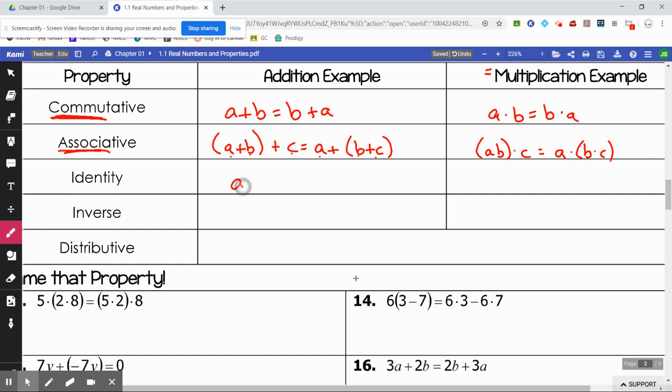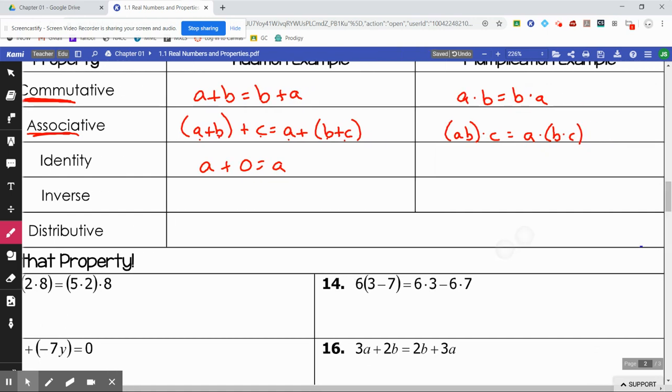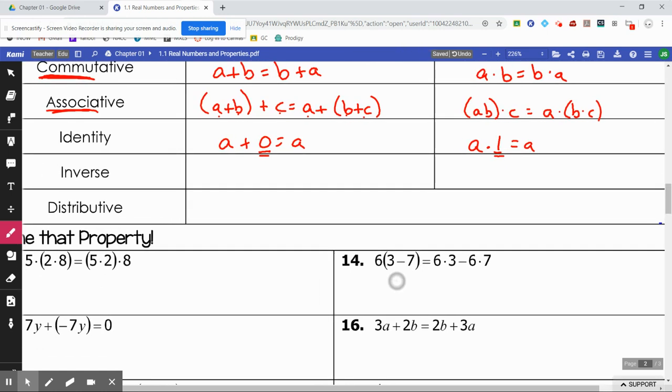If you take a number, in order for it to stay the same, you could add 0 to it. Anything plus 0 is equal to itself. Anything times 1 is equal to itself. So that's your identity property, and these are what's called your identity elements. The identity element for addition is 0, for multiplication is 1.